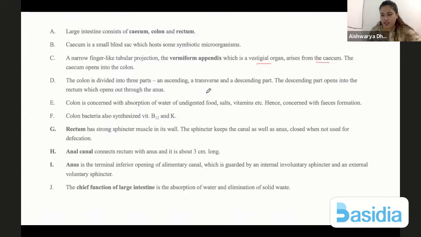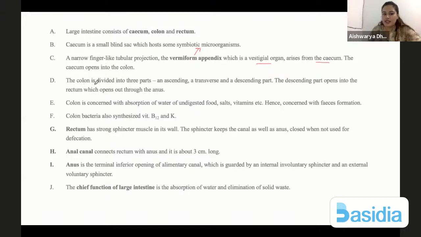What their function was, that they also had some symbiotic microorganisms that usually helped in digestion of cellulose. So usually the prehistoric men, or let's say the cavemen, they usually ate raw food material, and hence this was required. Now we don't require it because we are not eating raw food material. So this vermiform appendix has become a vestigial organ in our body.